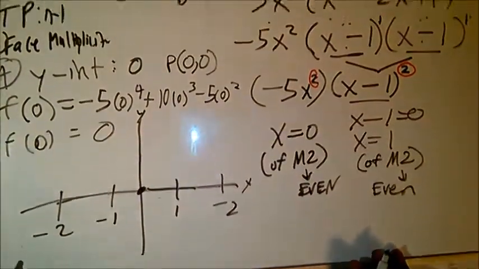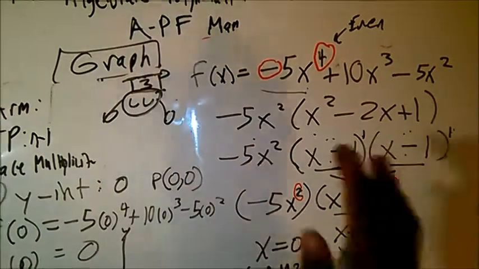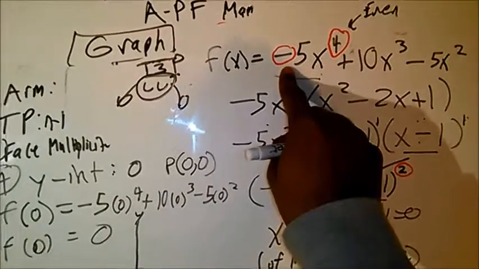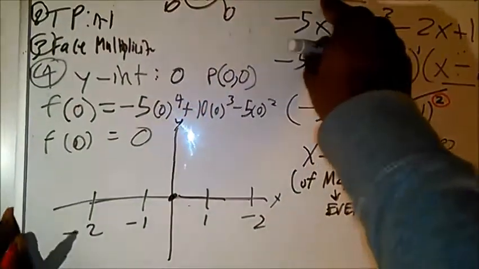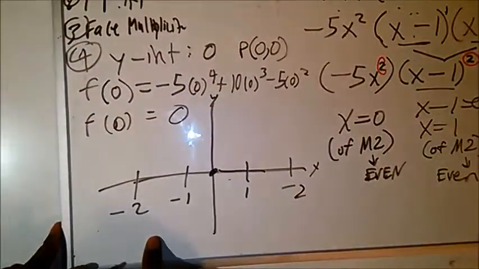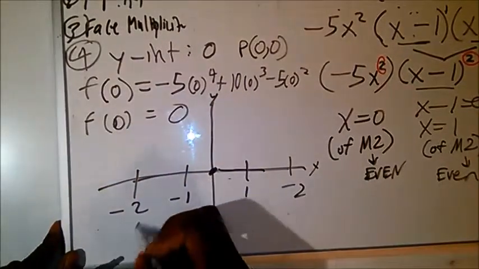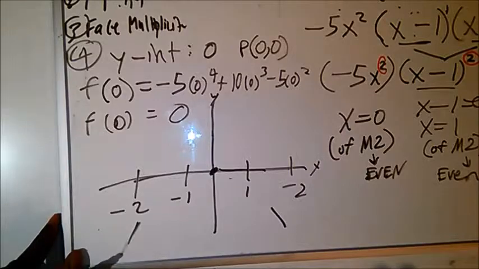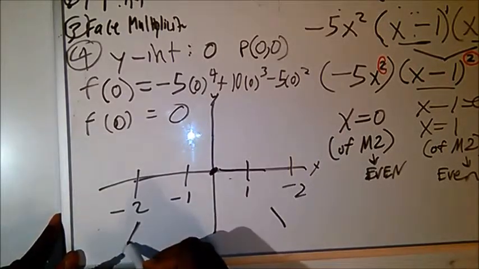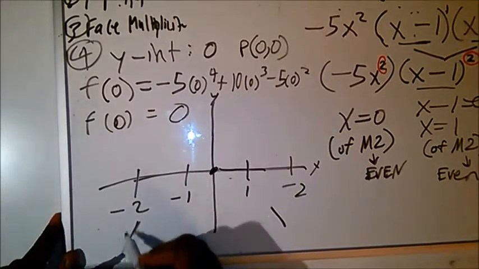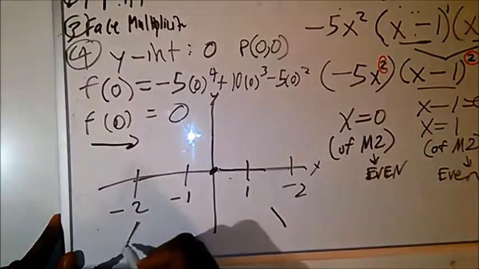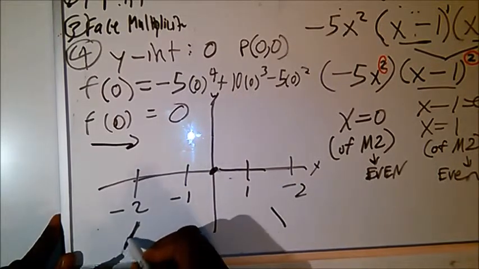And before we graph it, we need to find out what our arms are. We know our arms are even, and the function is negative, so it's going to be down, down in quadrant 3 and down in quadrant 4. So it's down here and down here. Now we need to start down here. Remember, we read graphs from left to right, so we're going to graph it from left to right. So here, we start down here.